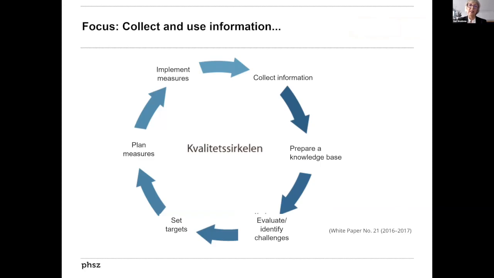So there are various quality circles that I use. This is one used in the Norwegian policy, and I'm sure that you in your country context have also various quality circles that you use for development purposes. So in this quality circle in the Norwegian context, it's very much about collect and use various information or resource, and then based on that set target, plan measures, implement measures, and then it starts again to collect and use different information.